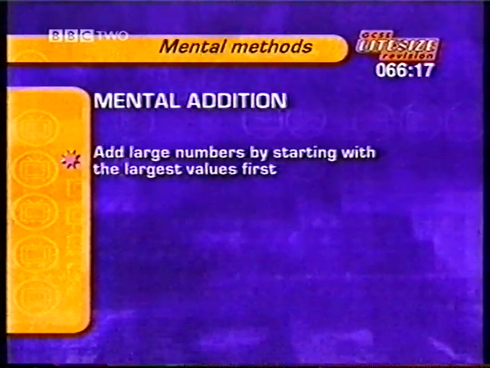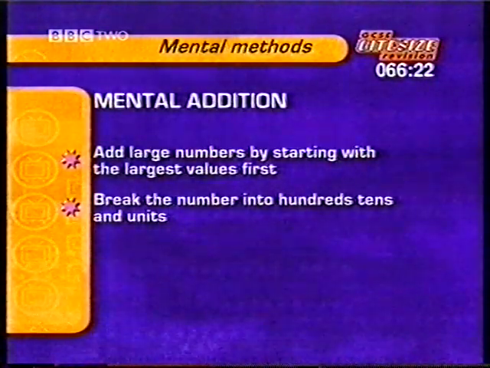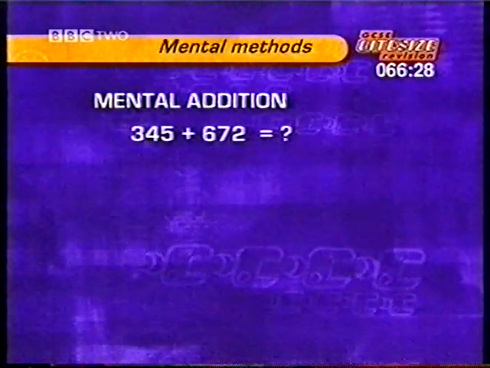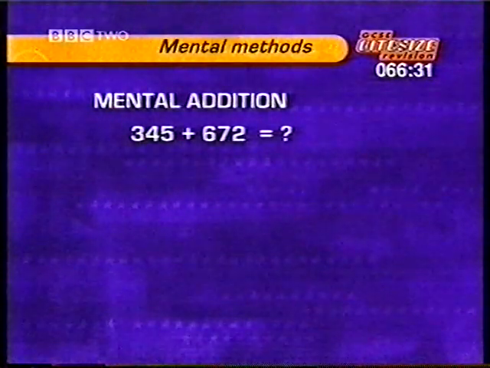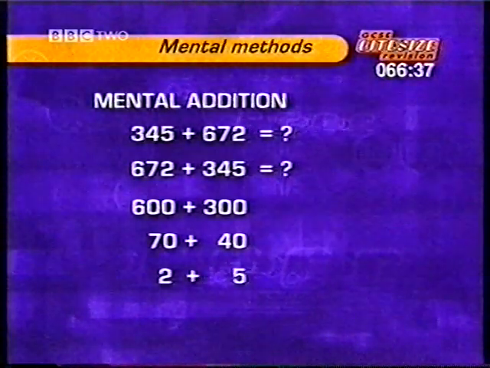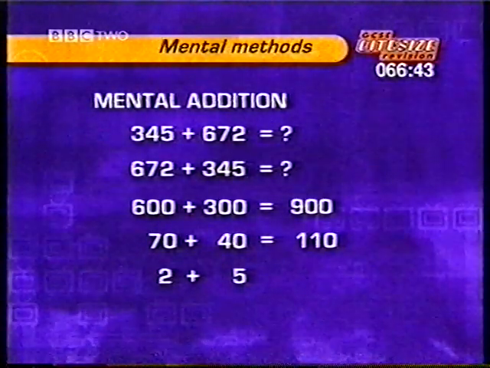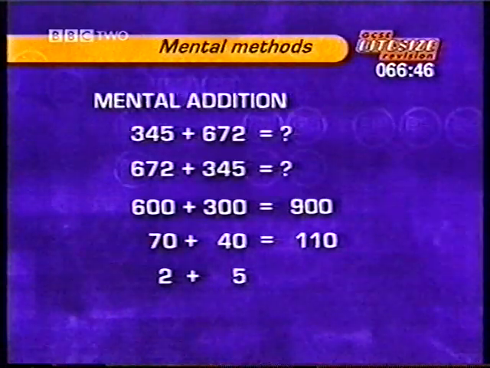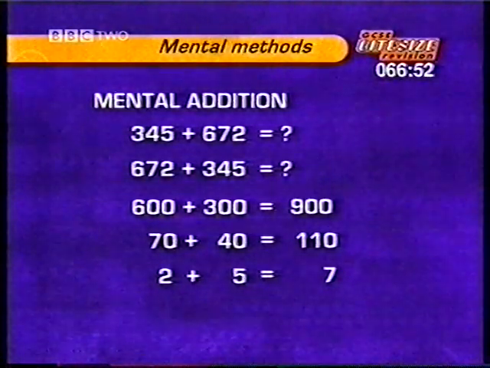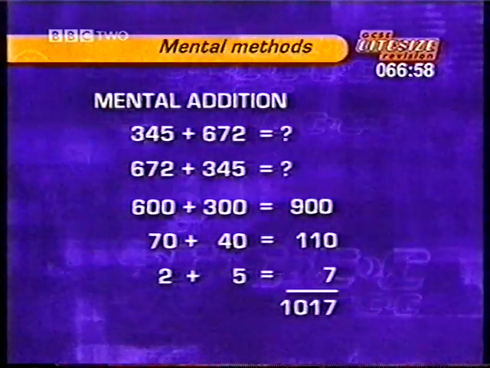It's often easier to add large numbers by starting with the largest value first. Then break each number into its hundreds, tens and units and add each separately. So to add 345 and 672, put the large number first and then break the numbers into their hundreds, tens and units. First, add the hundreds, 600 and 300, that's 900. Then, add the tens, 70 and 40, that's 110. Finally, add the units, 2 and 5 is 7. This gives a total of 1017. It may not be possible to do this completely in your head, but you can jot down the subtotals.